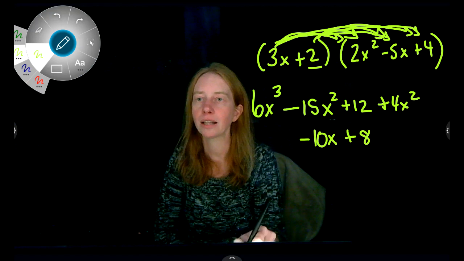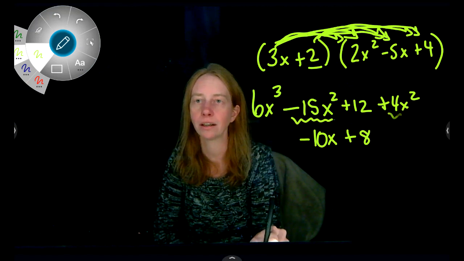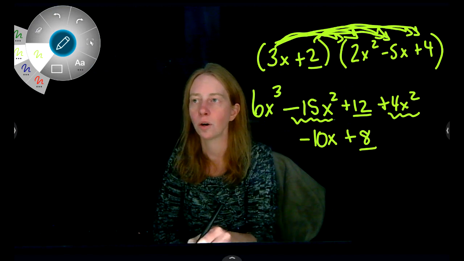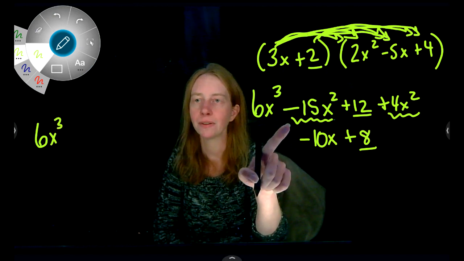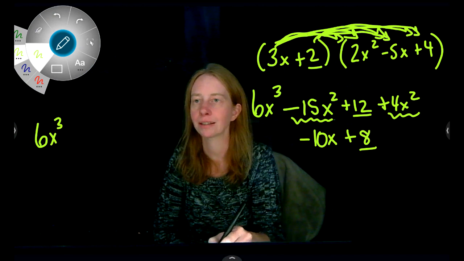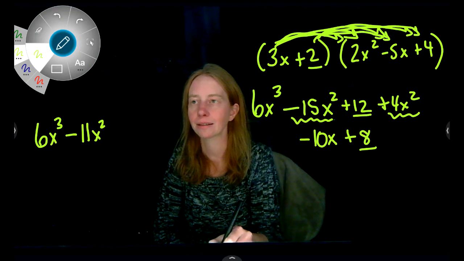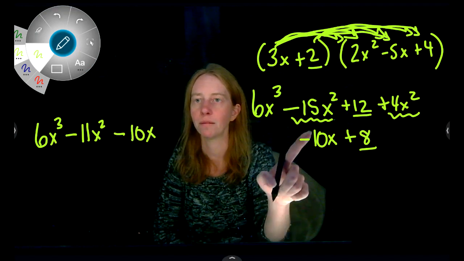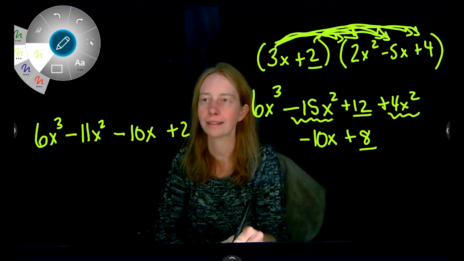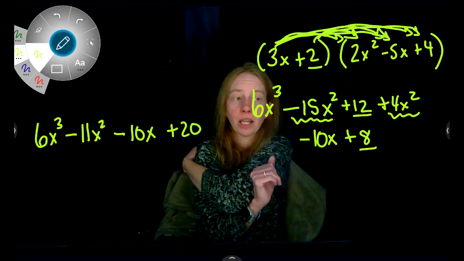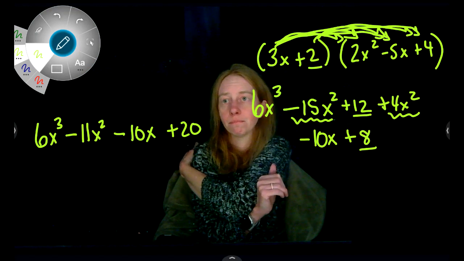Now we're combining like terms. It looks like we have something with an x squared here and here, and these both have just regular numbers, constants. So my answer is going to be 6x cubed, minus 15x squared plus 4x squared, that's going to be minus 11x squared, minus 10x, and then plus 12 plus 8, that's plus 20. So that's what you do with this kind of problem. It does take a little bit longer, but you'll get there.